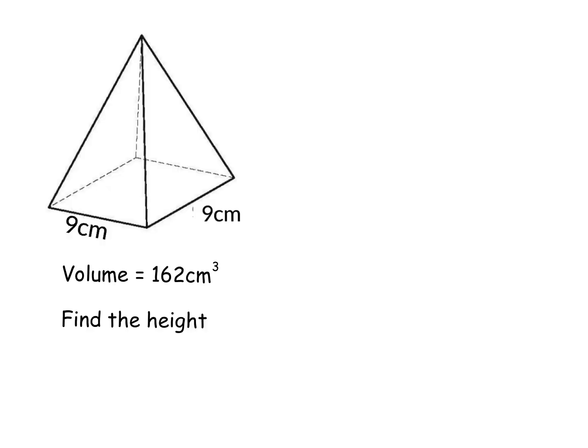So example 1 here has got a pyramid and it tells us the volume. We can see that it's a square base pyramid by the fact that both of these sides are 9. And what it's asking is to find the height. So the first thing we're going to do is start with the formula. Formula for a pyramid is V equals 1/3 AH. Now we're going to rearrange this to find H because the question says find height. So we're going to change the subject to H.